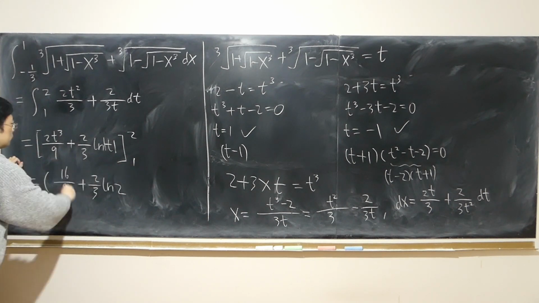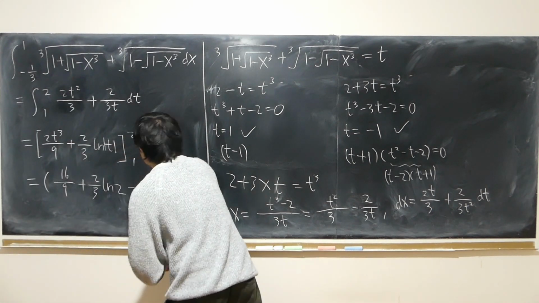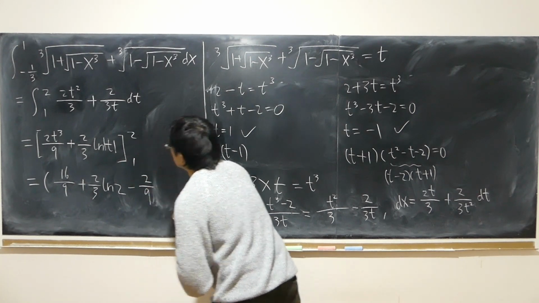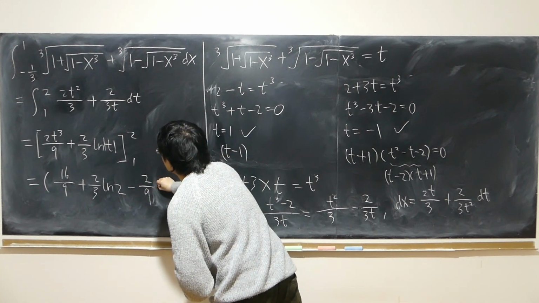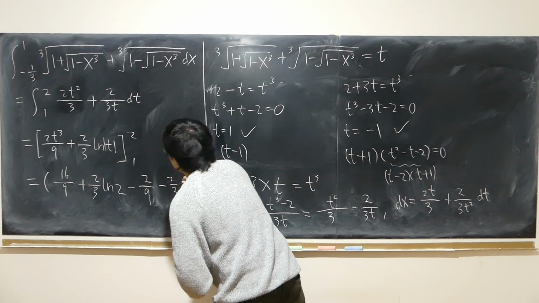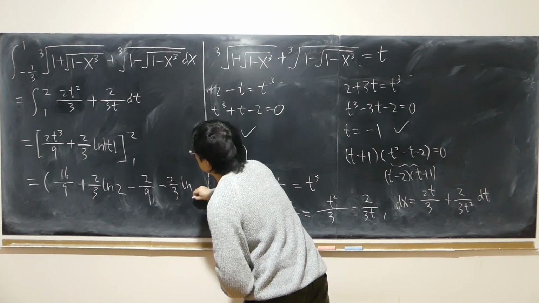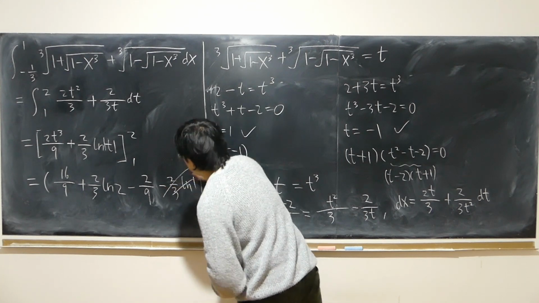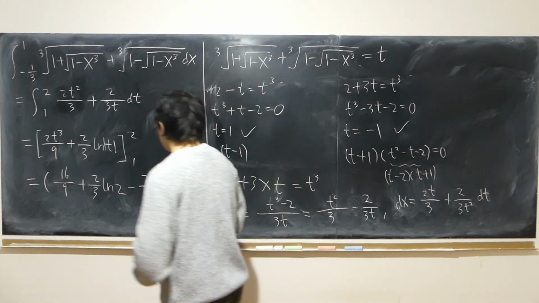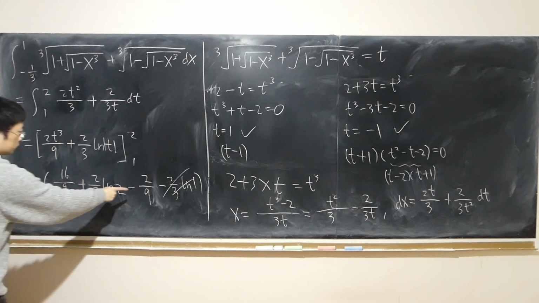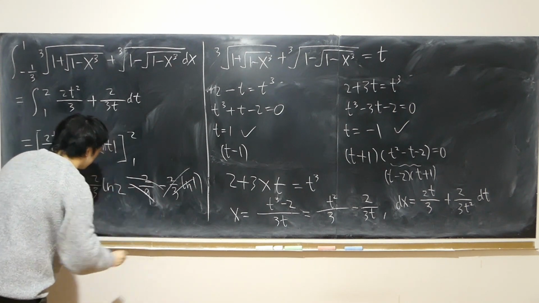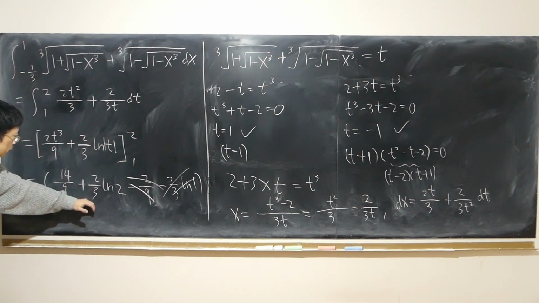Minus, so 1 goes minus 2 over 9 and minus 2 over 3 log 1. Log 1 is 0, so 9 goes up. 9 minus 9 over 2, 9, so 14 over 9 plus 2 over 3 log 2.